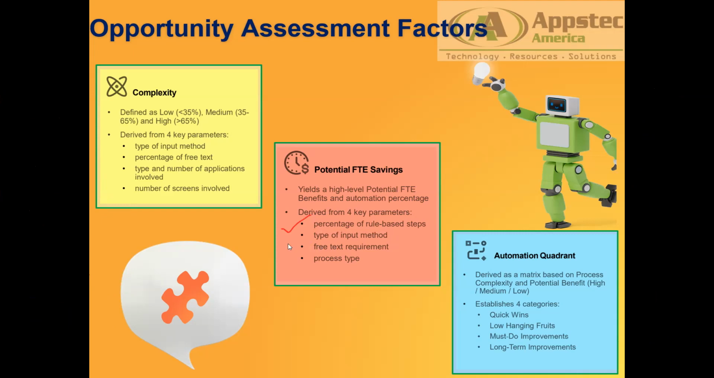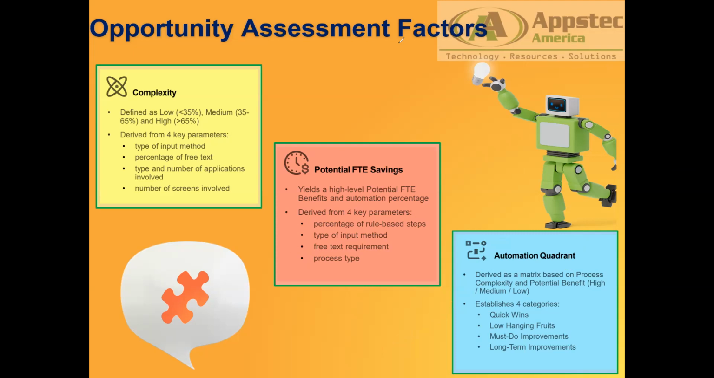Next is type of input method, which will also help you understand the percentage of the automation potentiality. Free text requirement is again a common parameter here. What is the process type? Next is automation quadrant, and this is going to be covered in the upcoming slides. So we again put our high, medium and low complexity projects in a quadrant to see how much benefit I'm going to get with what combination.